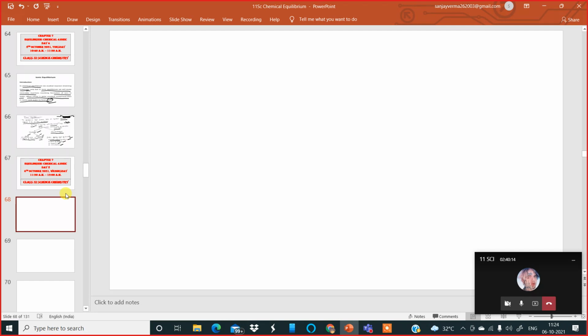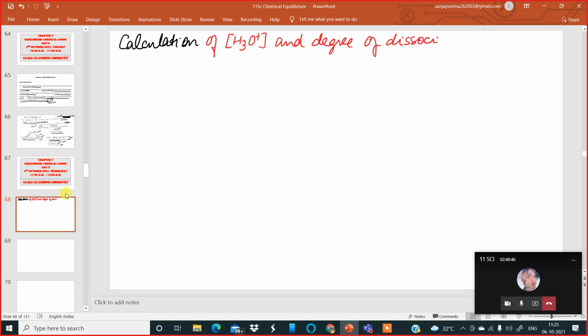Now, today, I would just like to show you a derivation about the calculation of concentration of hydronium ion H3O plus and degree of dissociation. This derivation may not be necessary. It is not required for the examination purpose, but the derivation steps are important for solving problems based on this topic. So, the concentration, this symbol which you see over here, is the concentration of hydronium ions.